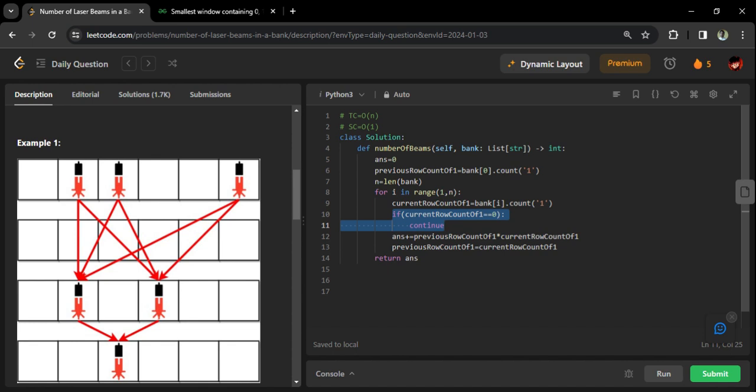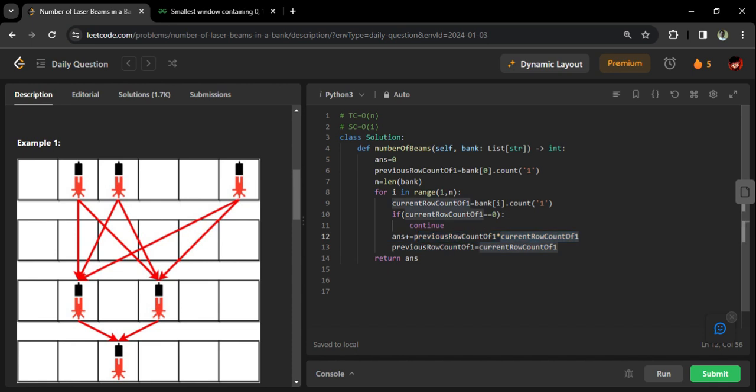So what I'm doing is multiplying the previous row count of 1 with the current row count of 1. So we are basically multiplying 3 with 2. What is 3 into 2? It is 6 that we are going to add to the answer. Remember, it is answer plus equal to. It is not simply plus or simply equal to. It is plus equal to. That basically means answer is equal to answer plus this particular product. So initially answer is 6.